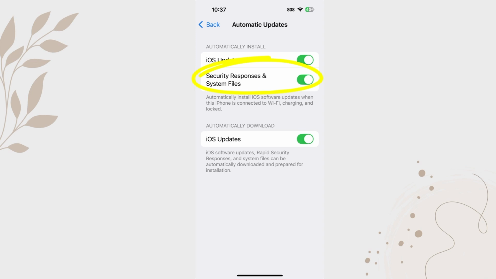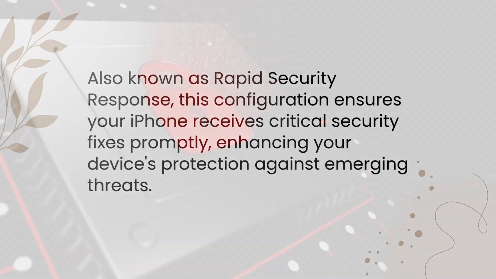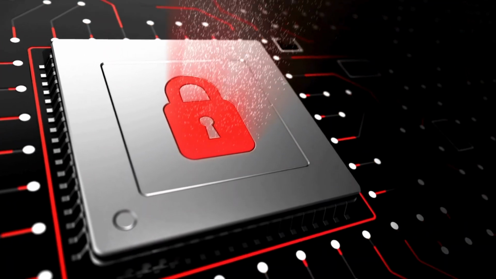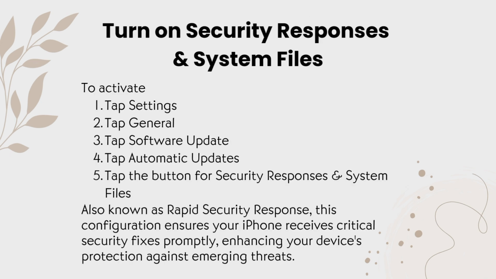This will ensure your iPhone receives critical security fixes promptly between software updates, enhancing your device's protection against threats. They deliver important security improvements between software updates. This should be on by default, but let's make sure. Let's go over that again. Tap Settings, tap General, tap Software Update, then tap Automatic Updates, and make sure Security Responses and System Files is turned on.